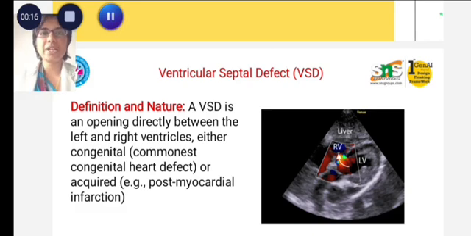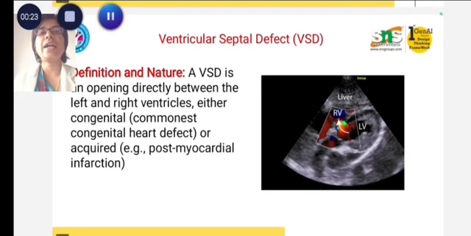I am going to explain a case study about ventricular septal defect. First of all, we have to know what a ventricular septal defect is. It is an abnormal opening between the ventricular septum. Initially it occurs congenitally, by birth itself.